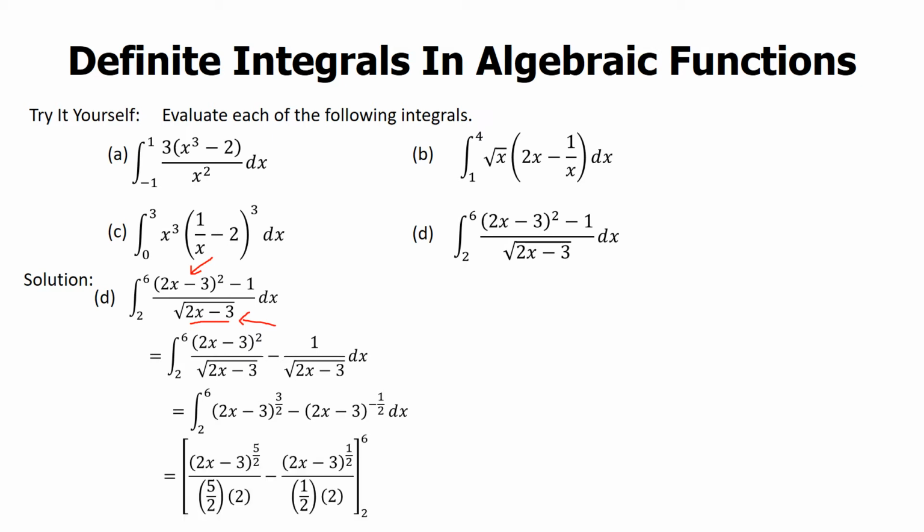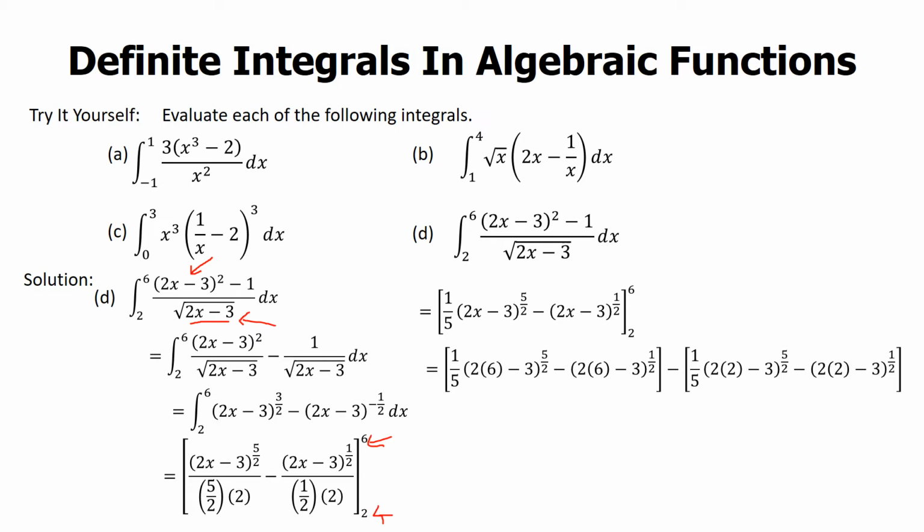And now we can perform the integration, which gives us (2x minus 3) to the power of 5 over 2, over 5 over 2 times 2, minus (2x minus 3) to the power of half over half times 2, limit from 2 to 6. Then we simplify, we get 1 over 5, (2x minus 3) to the power of 5 over 2, minus (2x minus 3) to the power of half, limit 2 to 6.